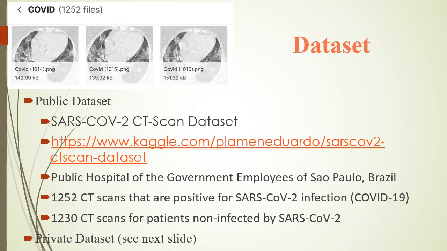The dataset we used in our study included both a public dataset and a private dataset. The public dataset we used is called the SARS-CoV-2 CT scan dataset, downloaded from kaggle.com. It was obtained from the public hospital of the government employees of São Paulo, Brazil. This public dataset contains 1,252 CT scans of COVID-19, and another 1,230 CT scans of non-COVID-19.